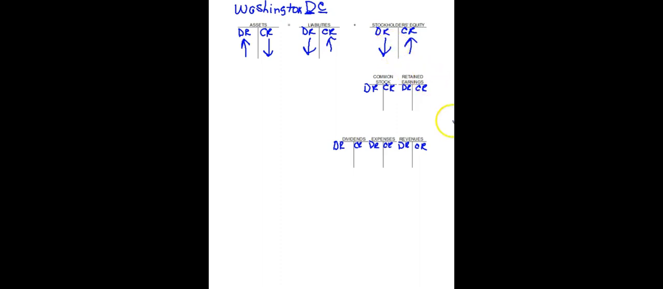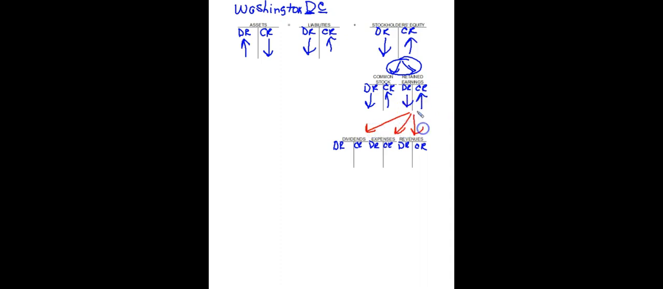Okay, now we're going to complicate it a little bit further. Let's go to stockholders' equity. Stockholders' equity has the two sub-accounts, common stock and retained earnings. Well, common stock's going to go up with credits, just like the total stockholders' equity. Each of these will go up with credits. If for some reason we need them to go down, they'll go down with debits. Let's fine-tune this. Retained earnings, though, right?